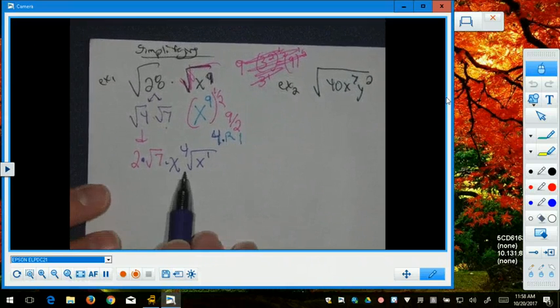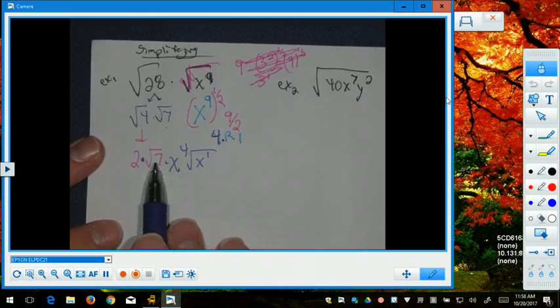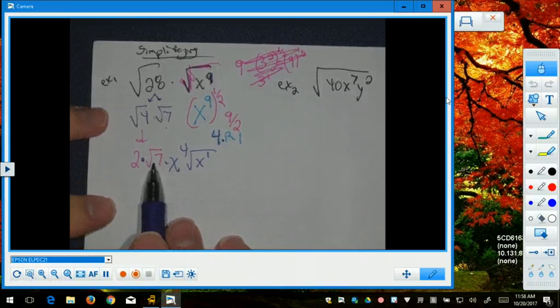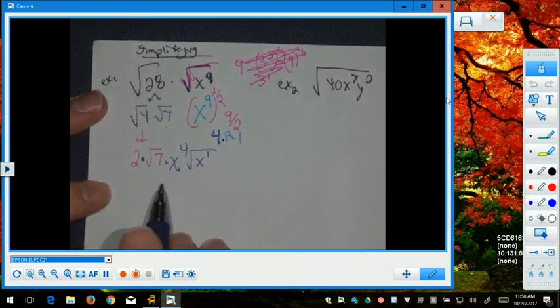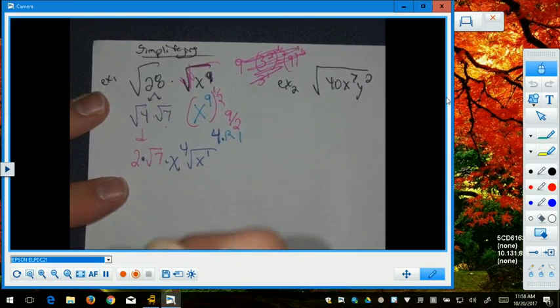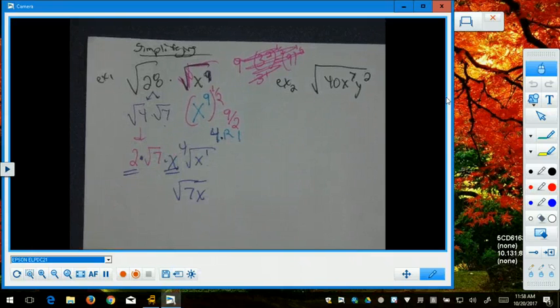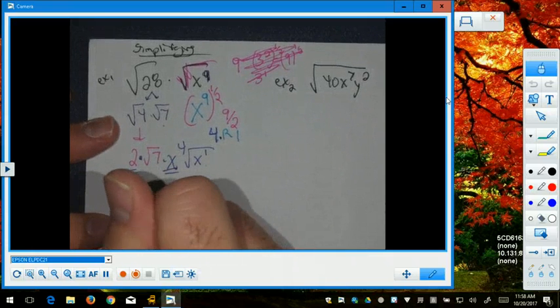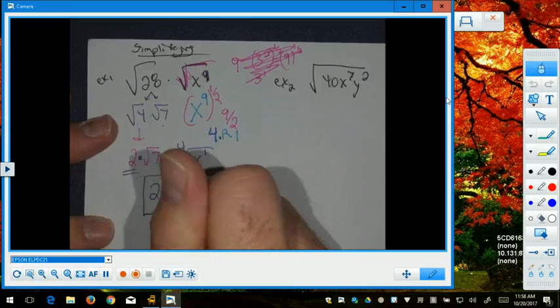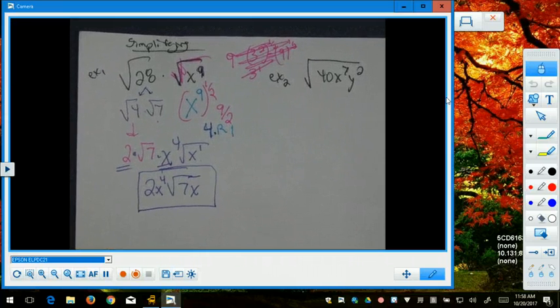Now using the rules of radicals, the product property, I can put these two together under one radical because square root of 7 times square root of x is the square root of 7x. And the 2 and the x to the 4th are outside of the radical, so that becomes 2x to the 4th. And that is my final answer for that problem.